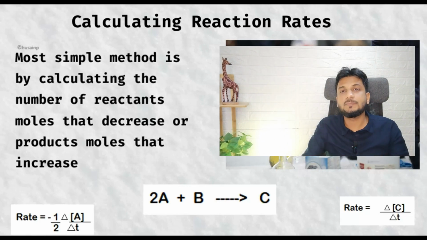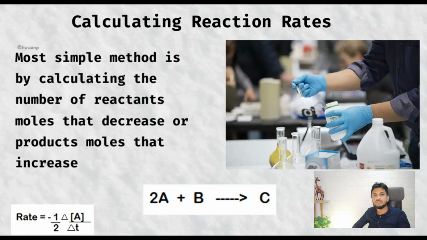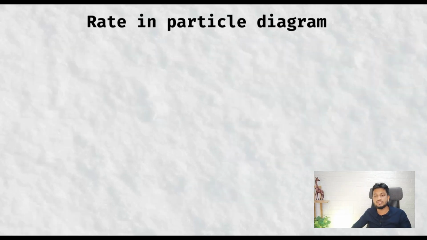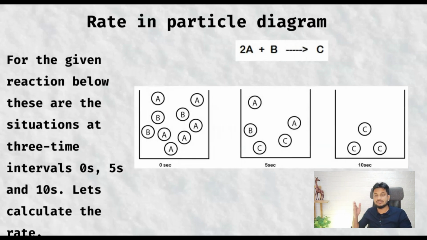Alright, now let's apply this formula in an exam style question. So here's a particle diagram question, guys. For the same reaction we discussed, 2A plus B gives C, there are three different setups shown. The setup at 0 seconds only has A and B. The setup at 5 seconds has all three, A, B and C. And the setup at 10 seconds, all the A and B are used up and we only have the product C.